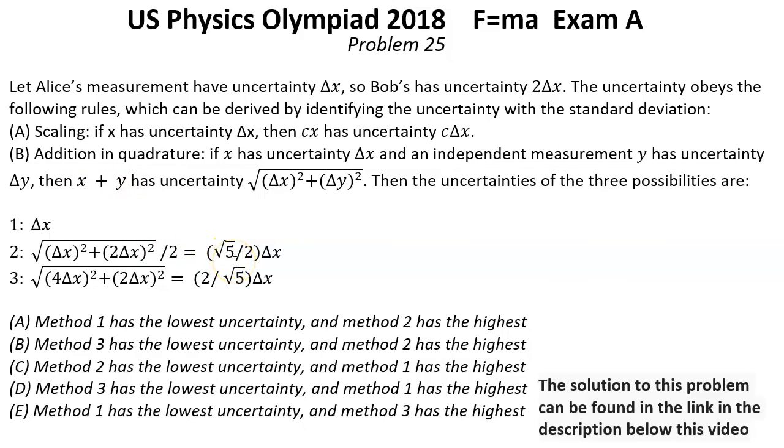That will be square root of 5 over 2 dx. And the third one is weighted, which is a square root of (4dx) squared plus (2dx) squared, which is 2 over square root of 5 dx. Definitely the highest uncertainty is the second one, the lowest uncertainty is the third one, and the first one is in the middle. So it means that the answer will be B. Method 3 has the lowest uncertainty and method 2 has the highest uncertainty. It's the solution for problem number 25.